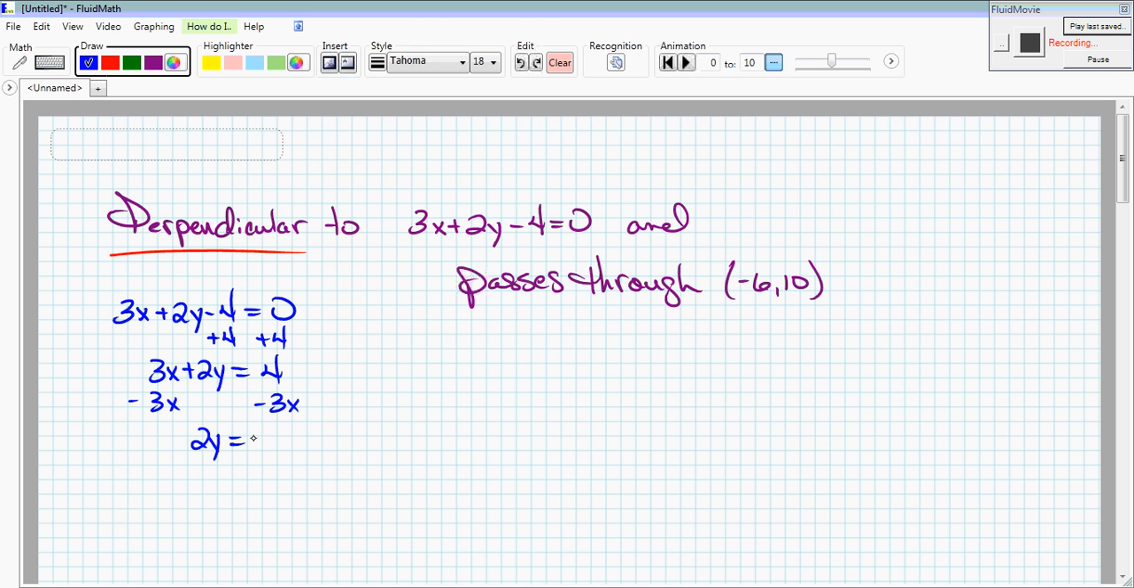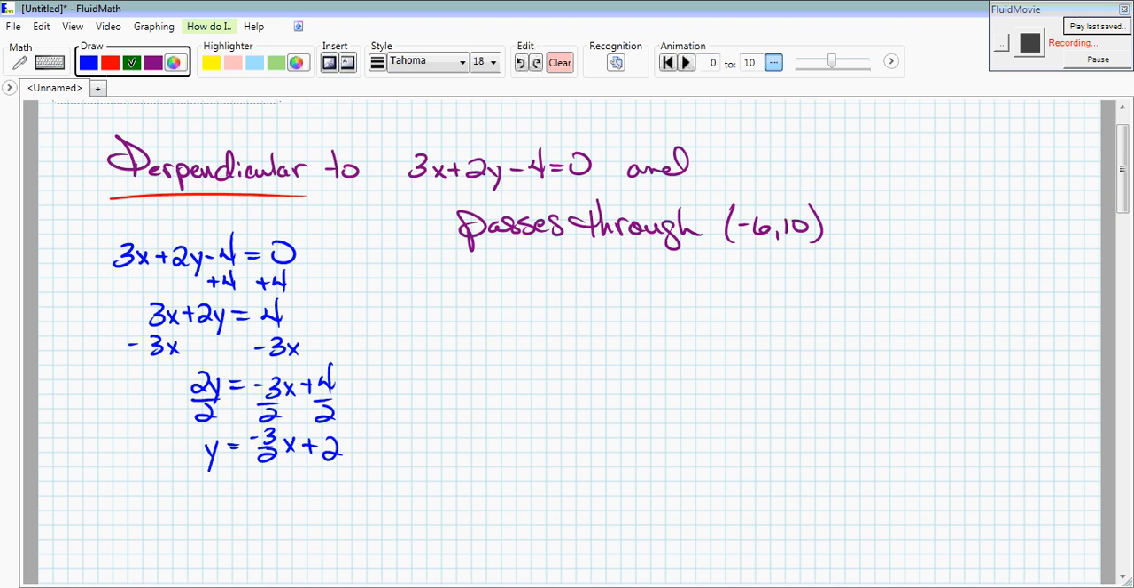We're going to subtract 3x. Now again, we're going to put it in mx plus b form, so we're going to leave this x term first, so it's negative. The 4 is positive, so it's plus, and then we're going to divide through by 2. So we have the equation of the line in slope-intercept form: y equals negative 3 halves x plus 2. Now we can identify the slope of their line. It's negative 3 halves.